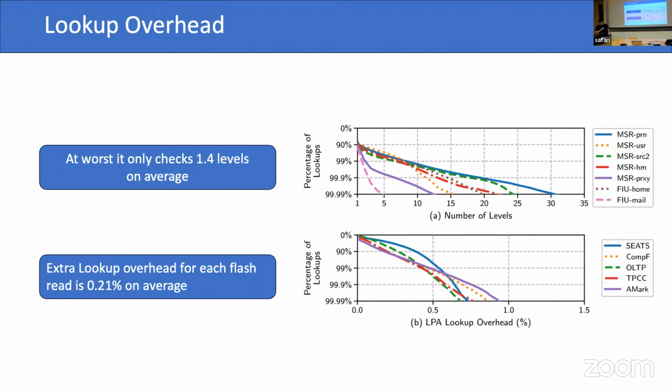While on the second one on the right, on the y-axis, we have the same parameter, while on the x-axis, we have the percentage of overhead for lookup. And we only have 0.21 extra overhead for each flash read on average.